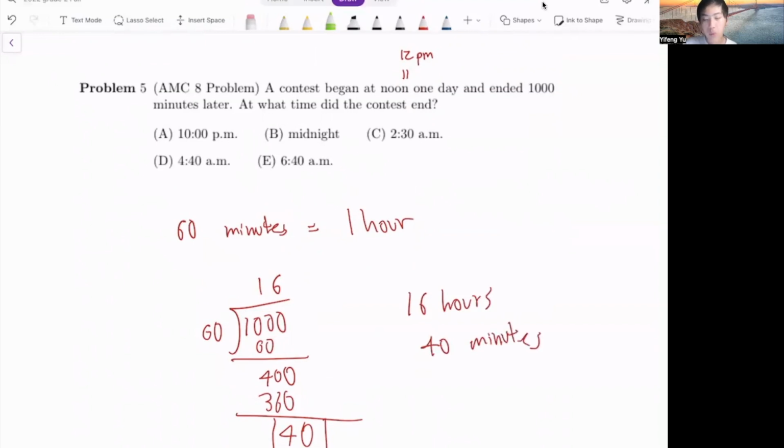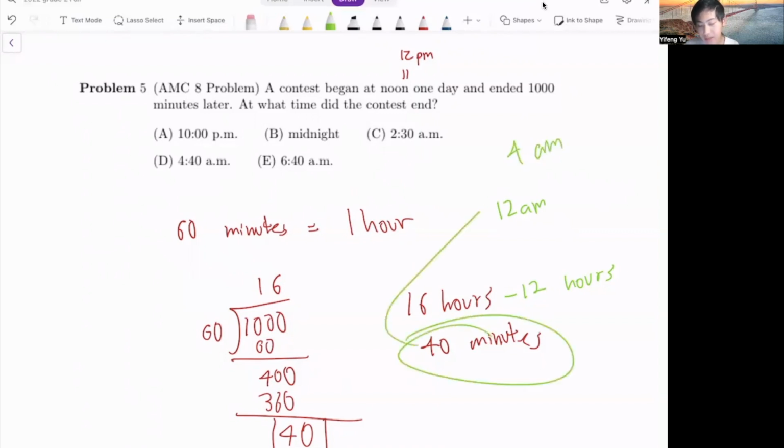We add 12 hours, that's just a full rotation, so minus 12 hours, then this will give us 12 a.m. Plus 4 hours gives us 4 a.m. And then adding back the 40 minutes, we get 4:40 a.m., highlighted in blue, 4:40 a.m. So the answer should be D.